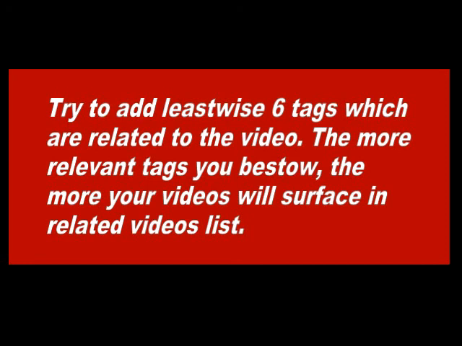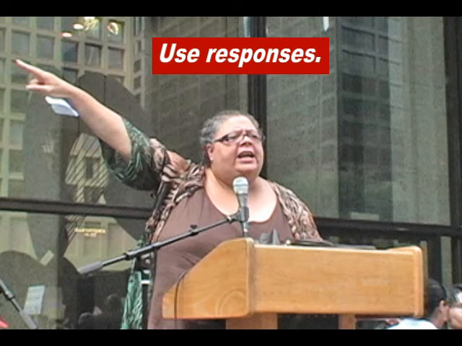Try to add at least 6 tags which are related to the video. The more relevant tags you bestow, the more your videos will surface in related videos lists. Use video responses. Look for popular videos on YouTube and add a video reaction from your videos list. Make certain you search for associated videos which you wish to add a reaction to. This will expand your chances of getting your video reaction approved by the author rapidly. This will get more exposure for your videos and can bring you thousands of visitors to your website.